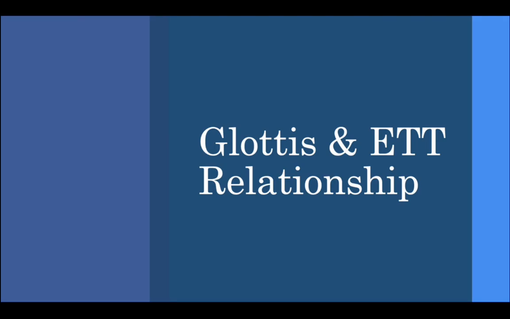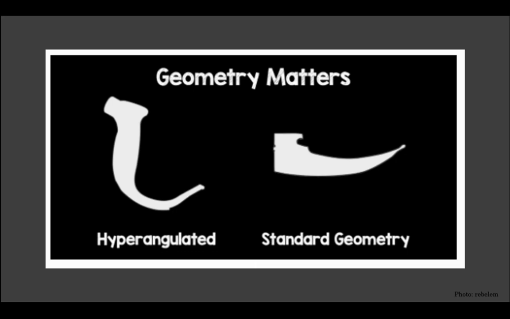I'd like to spend most of our time here talking about the hyperangulated blade and the hyperangulated stylet because these are the devices that are the most different from the direct laryngoscopy that you're used to performing. So geometry matters. Hyperangulated blades are meant to peek around the corner without displacing much tissue, whereas your direct geometry or standard geometry blades are meant to lift the tongue and the jaw to create a straight line of sight.